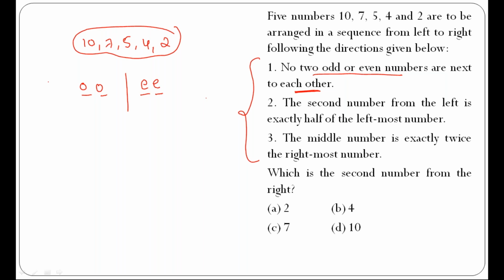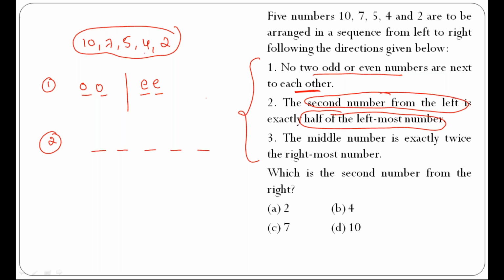Now see the second condition. We have 5 numbers. The second number from the left is half of the leftmost. The leftmost number's half is the second number from the left. Fine. Now 10 and 5, 4 and 2.